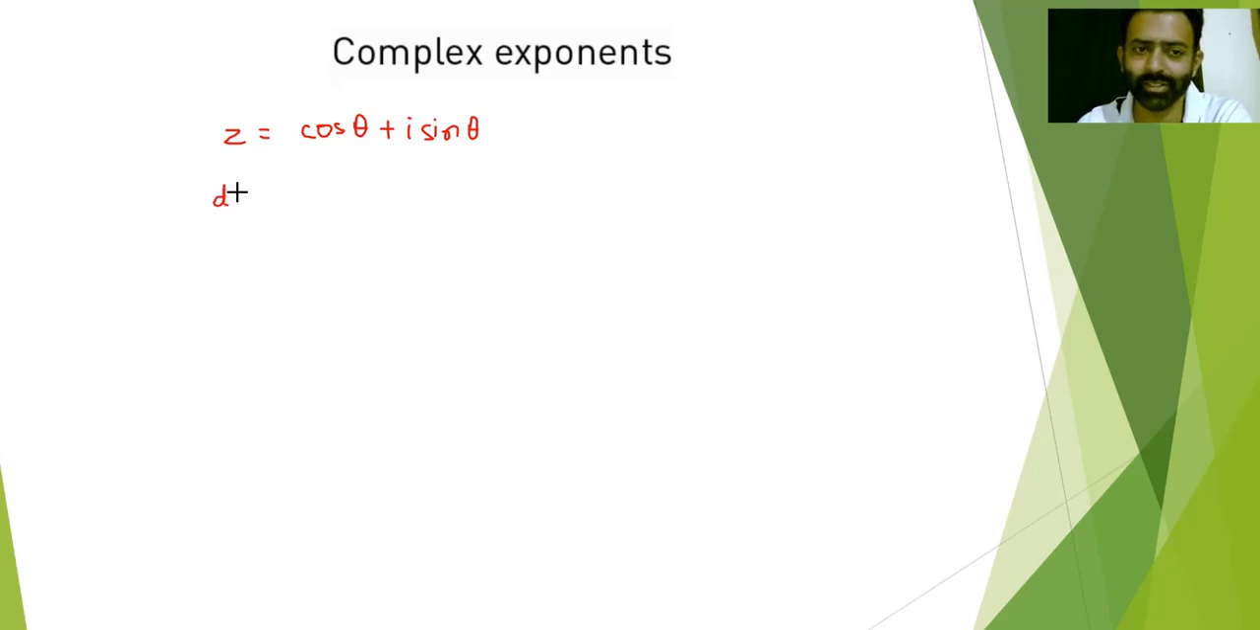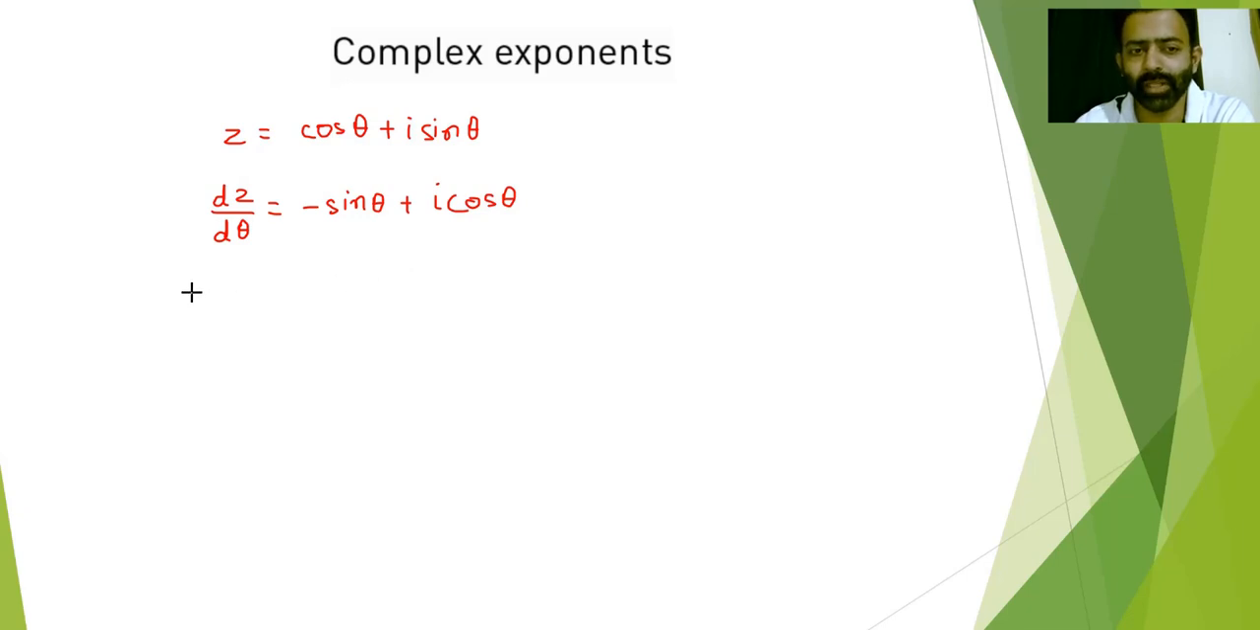So if I differentiate this with theta, I can write dz by d theta is equal to the derivative of cos theta, which is minus sine theta, plus the derivative of sine theta, which is cos theta. So it becomes i times, as i is a constant, we just keep it. So it becomes just i cos theta.